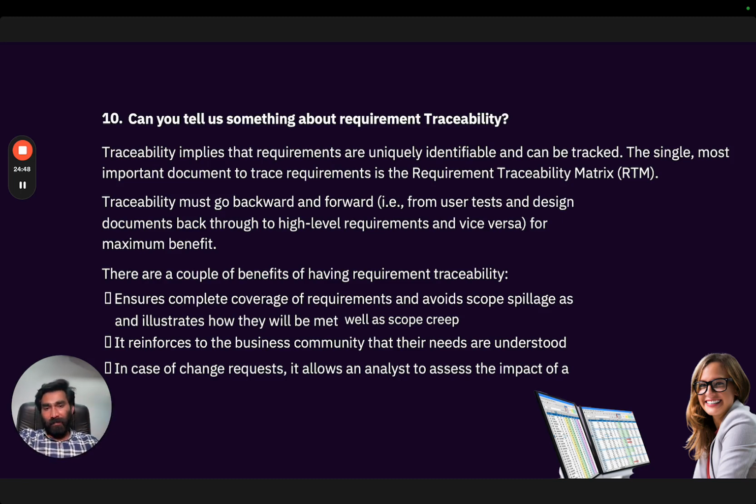So there are a couple of benefits of having requirements traceability. The first one is to ensure complete coverage of requirements and avoid scope spillage, as it illustrates how they will be met. It is also reinforced to the business community that their needs are understood, and in case of a change request, it allows an analyst to assess the impact of that particular change.